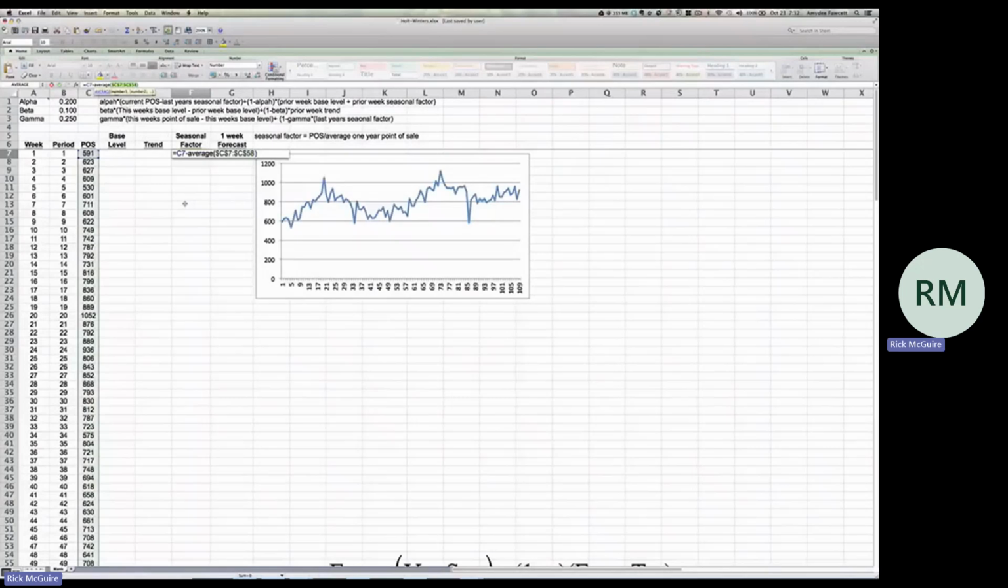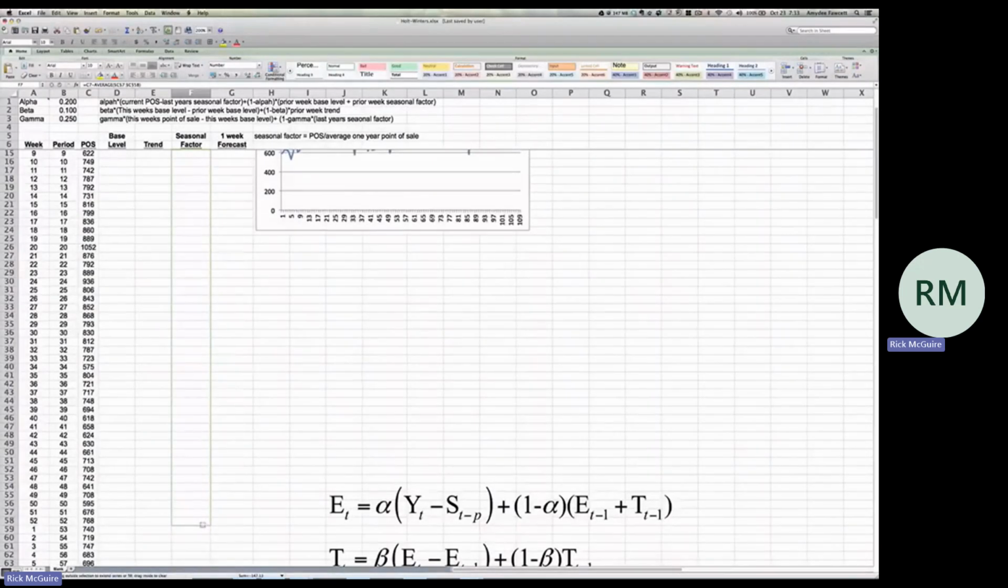Notice that I locked in the cell reference to the average of the first year's worth of sales data. I'm doing that because I'm going to drag down this formula throughout the first year of data. So right now you see that the point of sale for week 1, for example, was 591. That is 147 units less than the average demand level over the course of the first year. So this is my seeding seasonal factor for week 1. And again, as I've just said, I'm going to drag down this formula for the remainder of year 1.